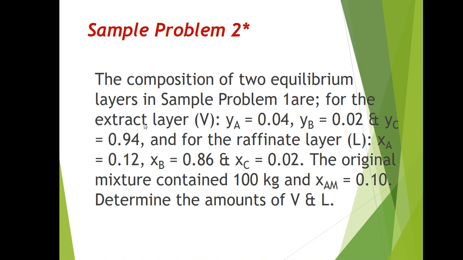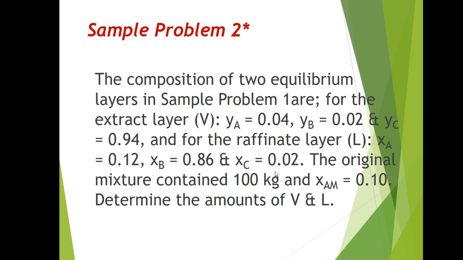It's a continuation of sample problem number 1, and I'd like to end with this. So let's say, for example, you already determined the composition of the extract layer in sample problem number 1, and the answers are this. This is just an example, and for the raffinate, these are the values of the composition. The original mixture contained 100 kilograms and XAM is equal to 0.10. So take note, these are the compositions of your extract, and these are the compositions of your raffinate.